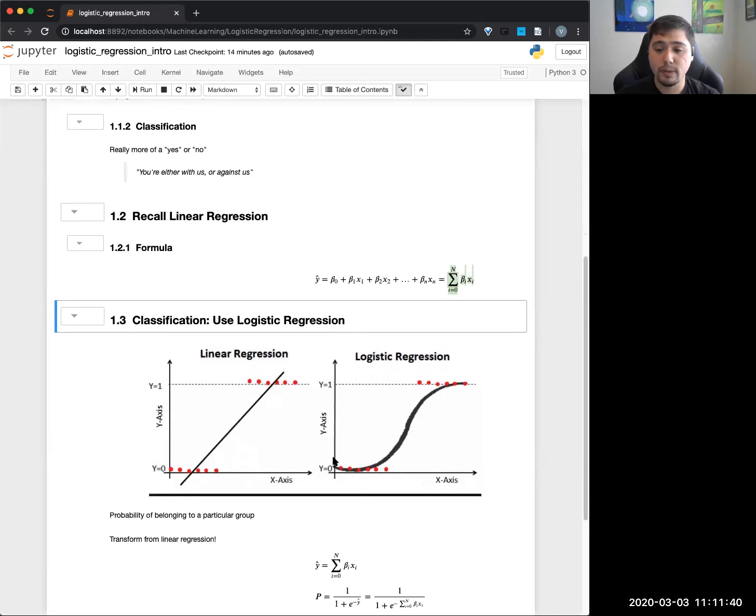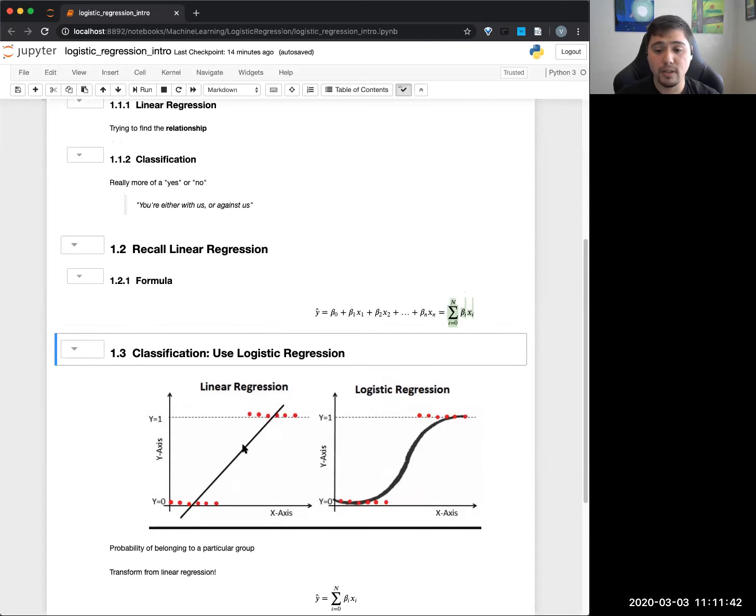And so what we're going to do is, instead of trying to fit the points on this straight line, we're actually going to try to fit the points on this logistic. And this logistic curve, the sigmoid curve, is going to basically tell us the probability of a single point, based on its value, of whether it's going to be in class 1, meaning yes, or class 0, meaning no.